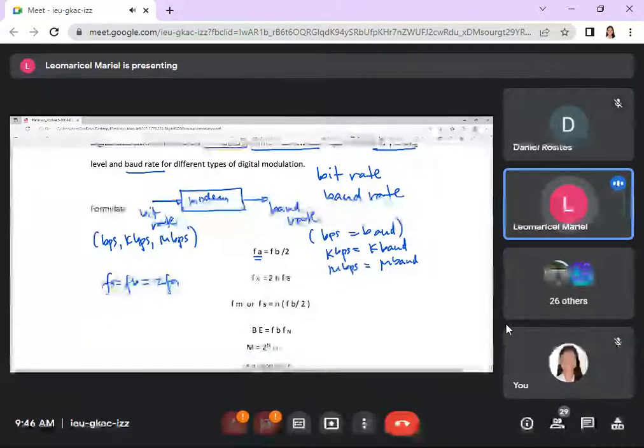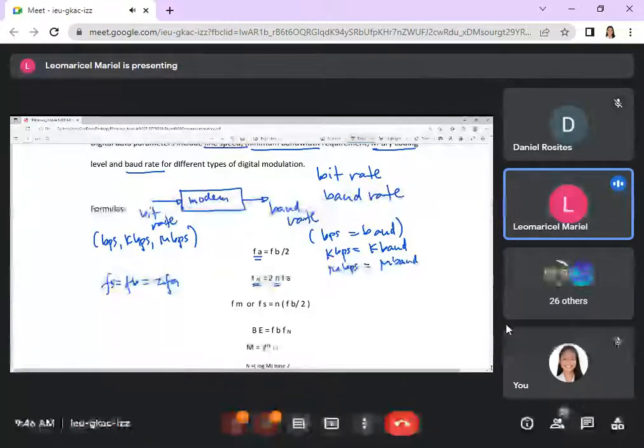Then meron din tayo tinatawag na FN. Okay. Your FN is twice of n times FA. So ano yung n na to? So that is the number of bits. Kung mapapansin mo, parang FB lang, FA lang siya. Twice FA, parang FB lang actually, kasi 2FA, no? Parang FB lang na multiply mo sa n, where n is the number of bits. So nakadepende yung n natin na yun kung dibit, quad bit, tribit, pentabit, etc.